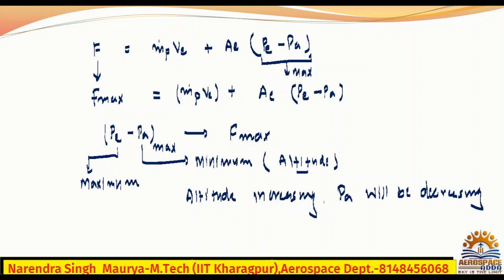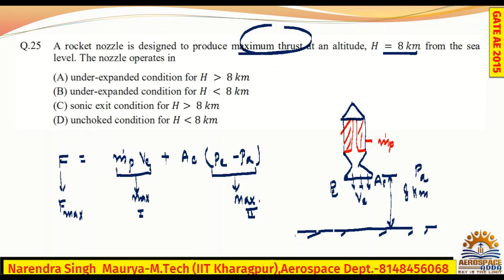Second thing, in this way also you can understand. So the H should be greater than 8 kilometer. That is the one thing. Check. We have H greater than 8 kilometer. That is the answer. Now here also we have H greater than 8 kilometer. But they have given sonic exit condition and this is the under expanded condition. So again we'll check under expanded condition.